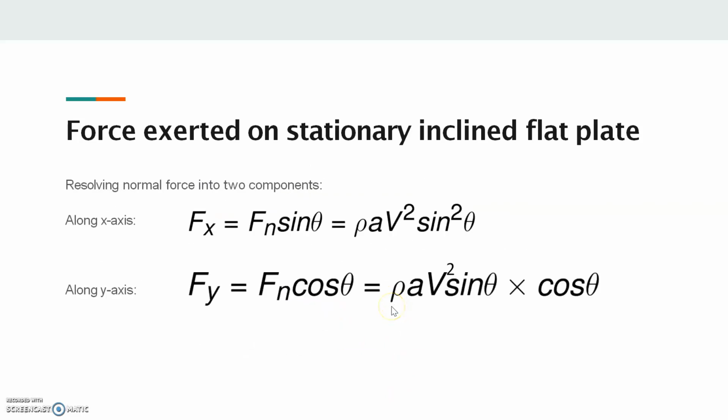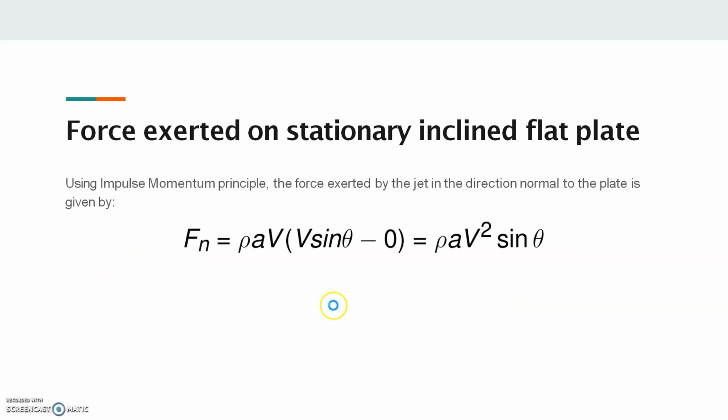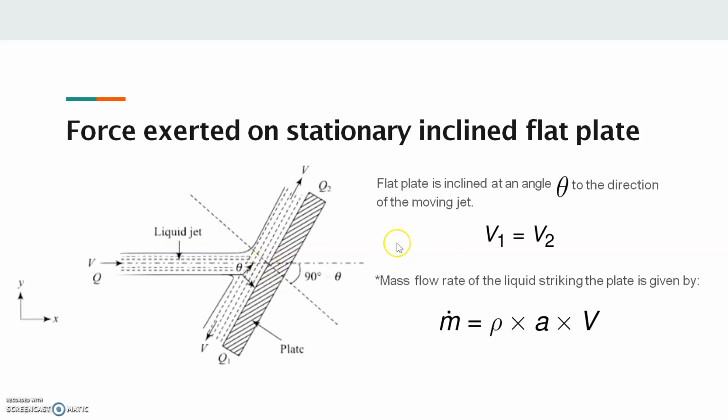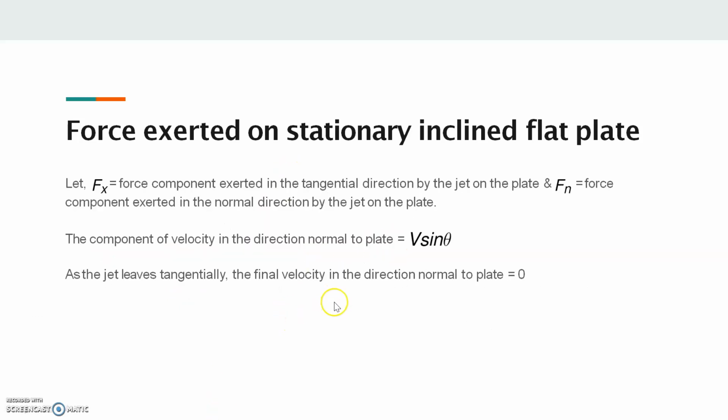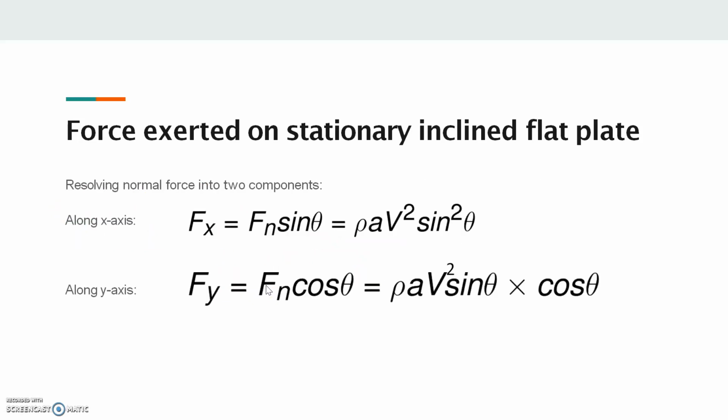The force exerted on the same stationary inclined flat plate along the x-axis will be Fn into sine theta. This is the x-axis, this is your y-axis. So when you're talking about the force component in the x-axis, Fx will be equal to Fn into sine theta, which is rho A V squared sine theta into sine theta, which is rho A V squared sine squared theta. Similarly, along the y-axis, Fy will be equal to Fn cos theta, which is rho A V squared sine theta into cos theta.